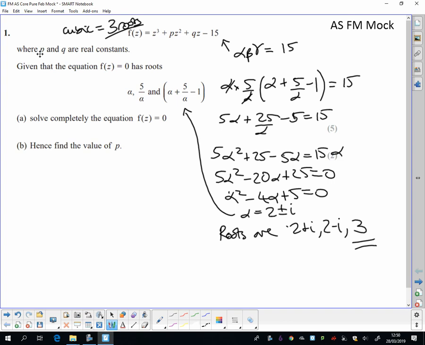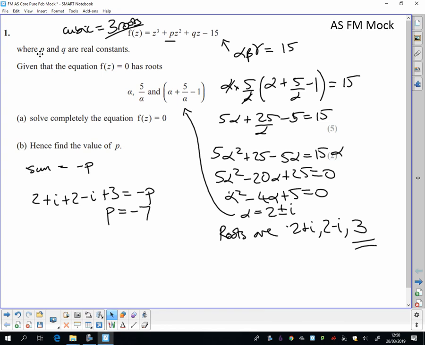Right, then we want to find out what p is. So p is the number in the coefficient of z squared. So what do we know about p? Well, the sum of the roots should be negative p over 1. So 2 plus i plus 2 minus i plus 3 is going to be negative p, and if you solve that, you should get p is negative 7. You do need to make sure that you have used that it's negative the sum, otherwise you'll lose the mark.